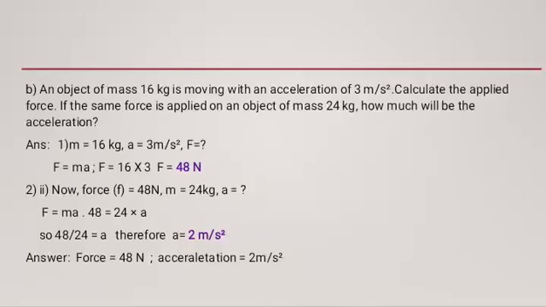Now in the second one we know the force. Mass of the second object is 24 kg. We have to calculate the acceleration of this object. The same formula, F equals m into a. 48 equals 24 into a. So 48 divided by 24 equals a. The acceleration is 2 meter per second square. So the force is 48 Newton and the acceleration is 2 meter per second square.